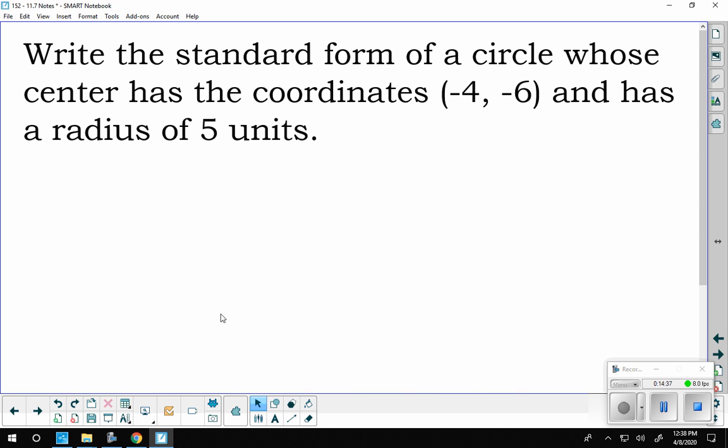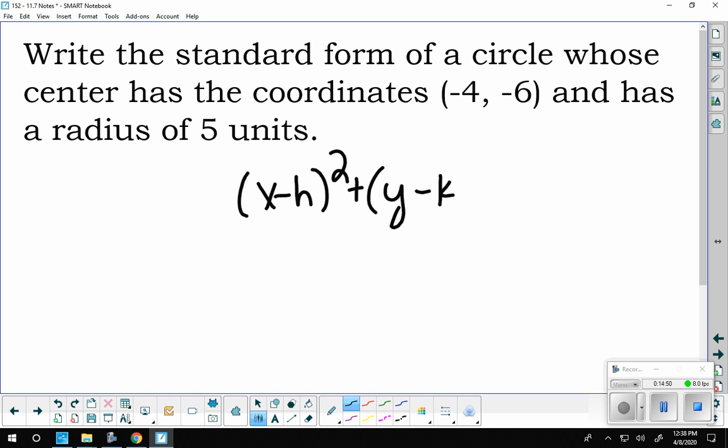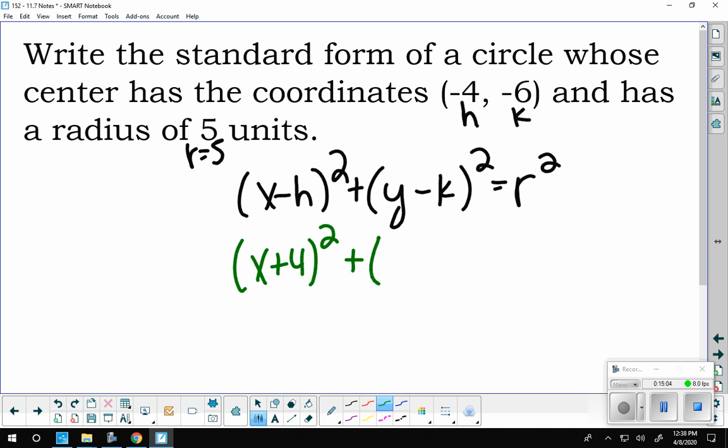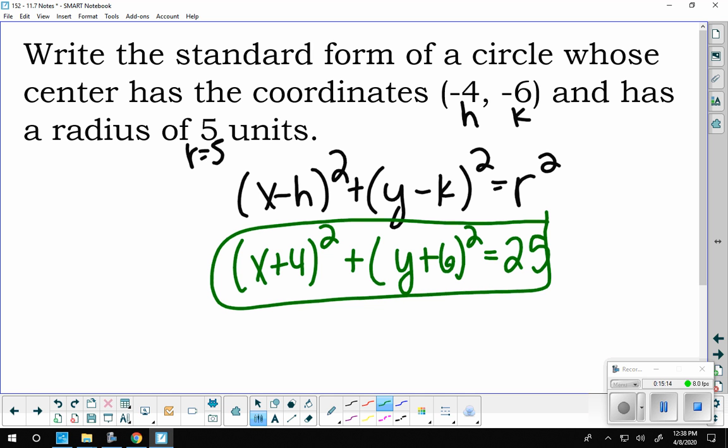All right, so now the last part of this lesson, write the standard form of a circle whose center has the coordinates -4, -6, and has a radius of 5 units. So remember, here's the standard form of a circle. All right, this is h, this is k, and this is r. So let's plug those in. So h is -4, so we want to write x plus 4 quantity squared. k is -6, so we want to write y plus 6 quantity squared. And then my radius is 5, so 5 squared is 25. Don't forget to square your radius.